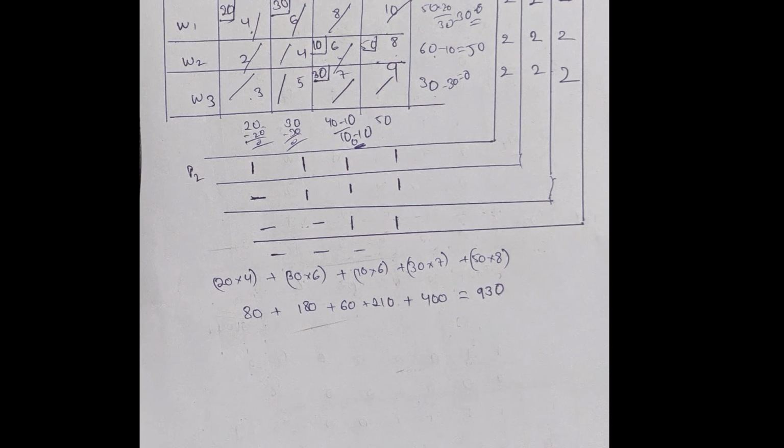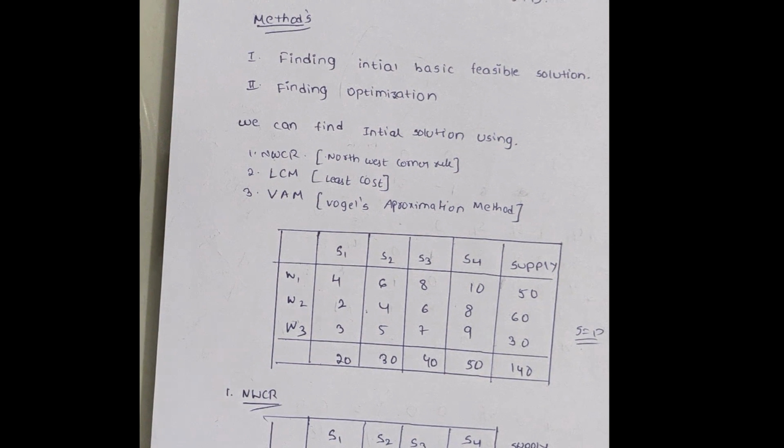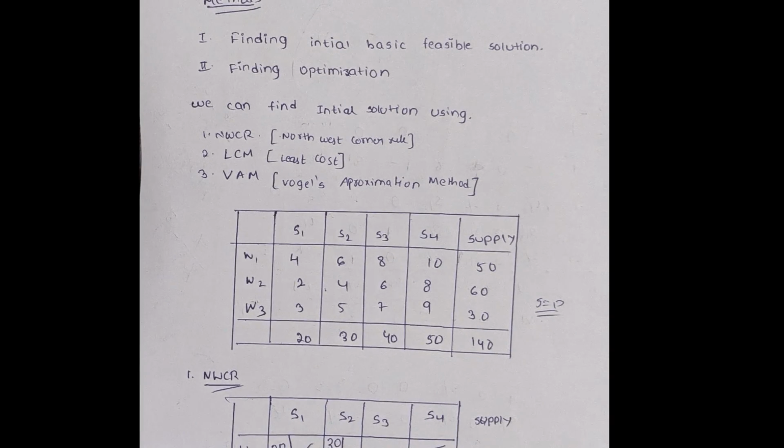But if you can see we got the same values in these three methods. Okay, in NWCR method, in LCM method and in VAM method we got the same values, right? But it is not necessary that we should have the same answer, but we got this. Okay, so these are the methods, ways to find the initial solution. There are three methods: NWCR, LCM and VAM.